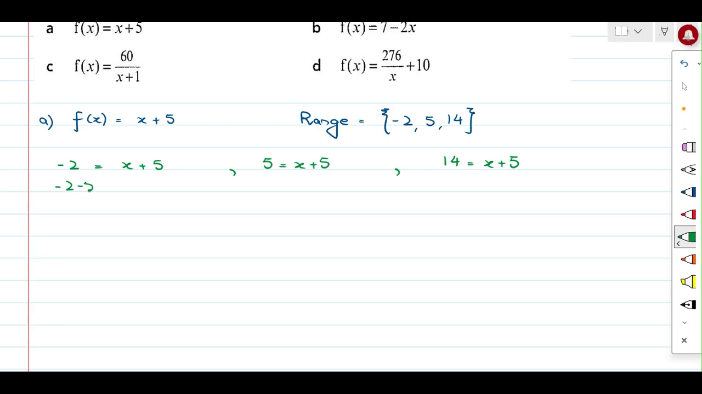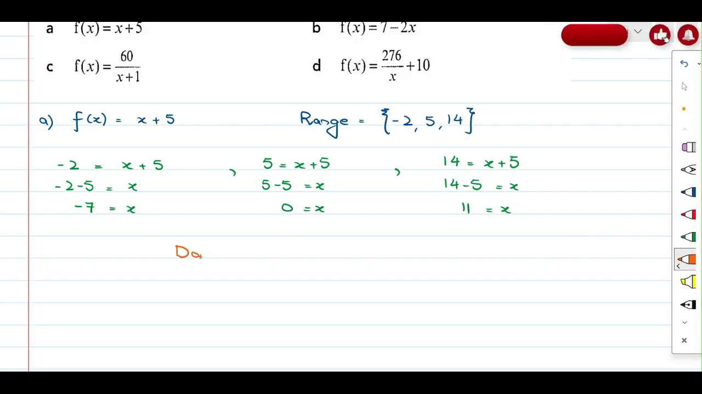So this is -2 minus 5 gives you x, -7 is your first domain value. 5, shift the 5 to the other side, gives you x equals 0, your second domain value. 14, shift the 5 to the other side, x equals 11, your third domain value. With the help of all these three, we come to know that the domain of this function is -7, 0 and 11. When you give the inputs -7, 0 and 11, you will get these outputs, right? Before, you were given the domains and you needed to find the range. Now you have been given the ranges of the function, and you need to figure out the domains of those functions, right?